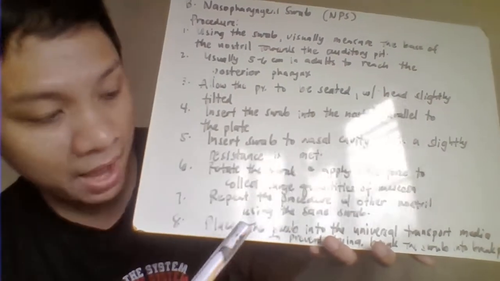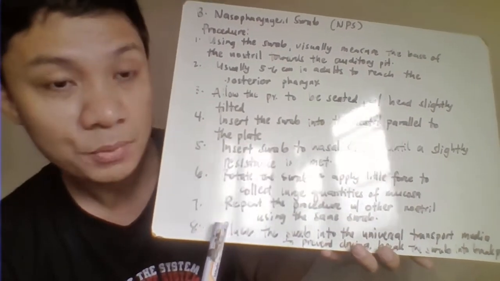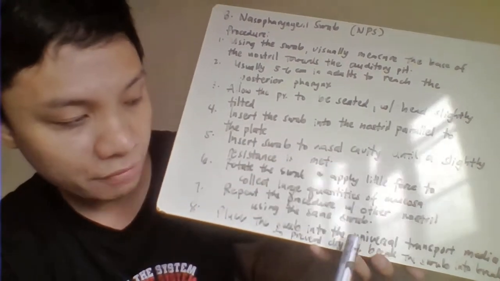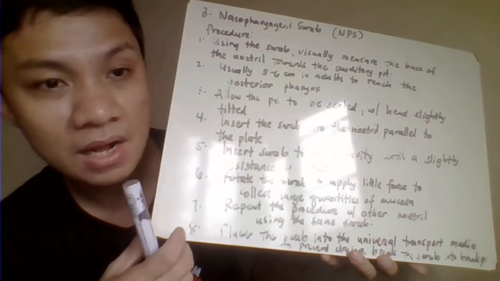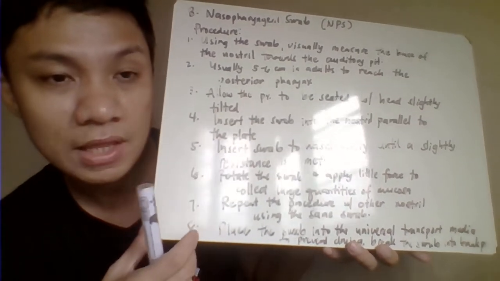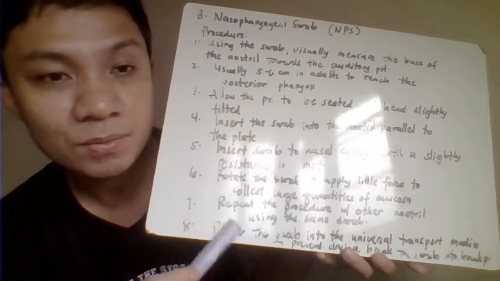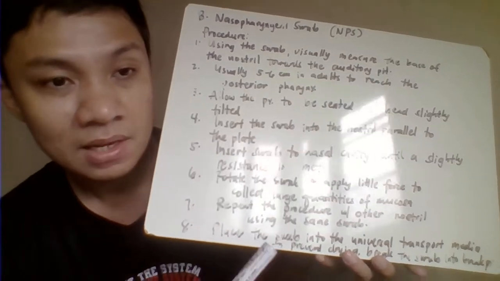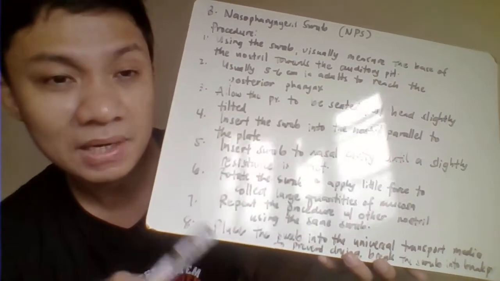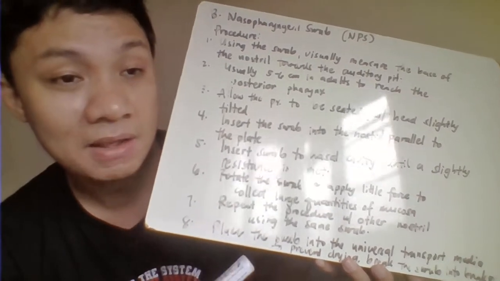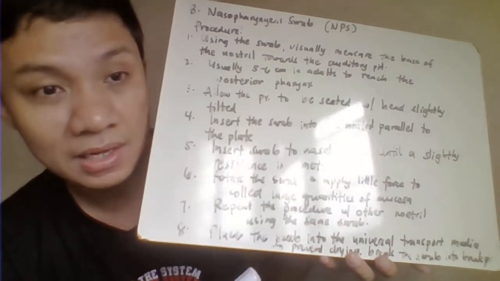After that, you put your swab into the universal transport media. Universal transport media contains a chemical solution that is able to preserve your swab with the microorganisms. That also prevents the drying of your specimen, because once it dries, the organisms will die.